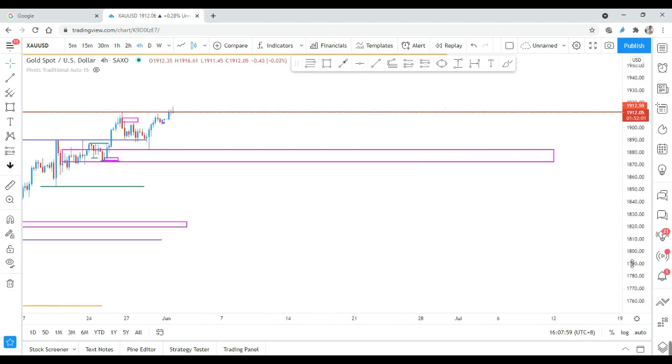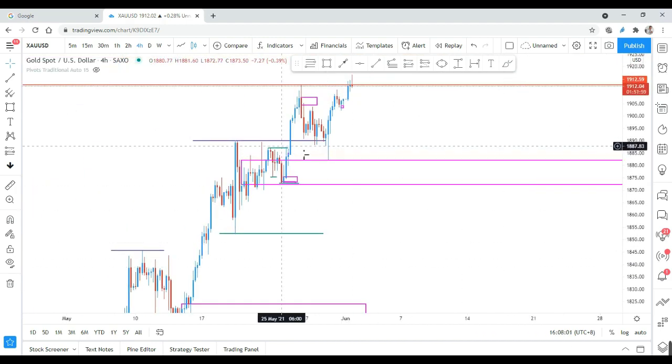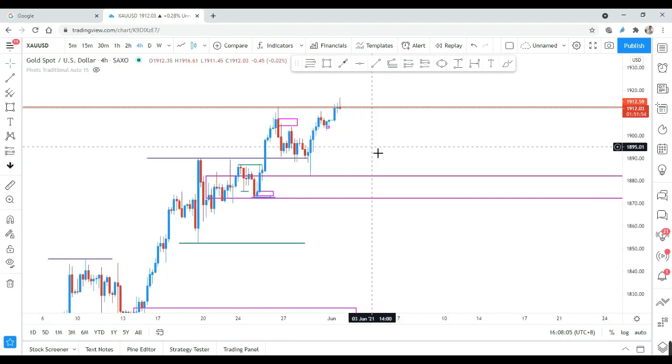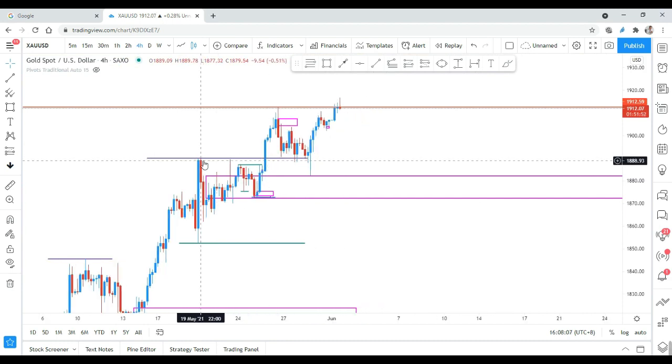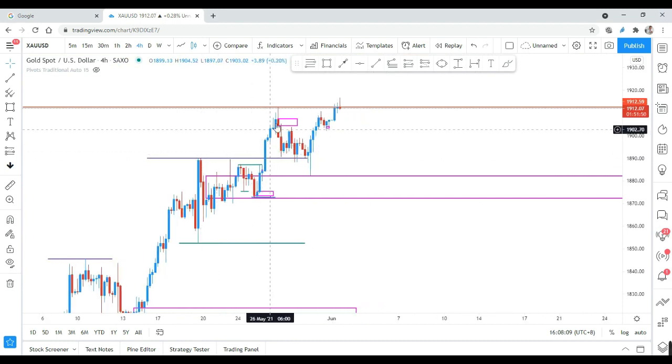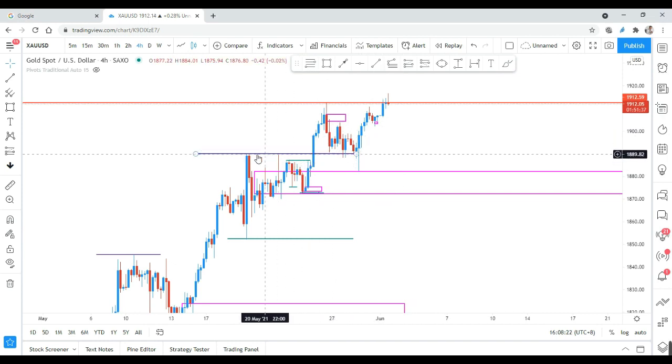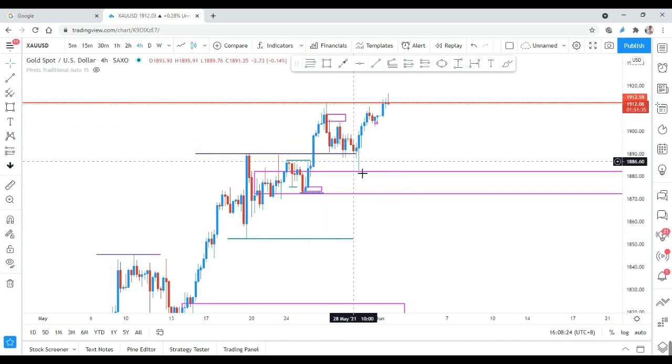Let's look at it. As I mentioned previously in one of my videos, I told you guys, if the price breaks this high over here, the price will tend to come down and then retrace and move further upwards. All right, I believe I've spoken about this in one of my videos. So the price did break the previous high and it came down and then it goes up.